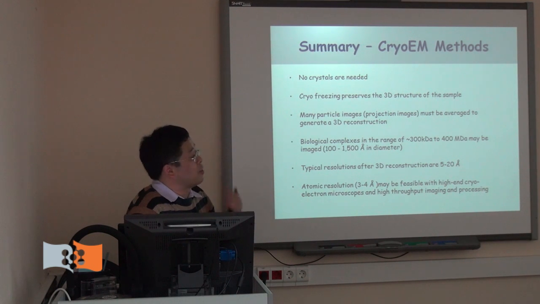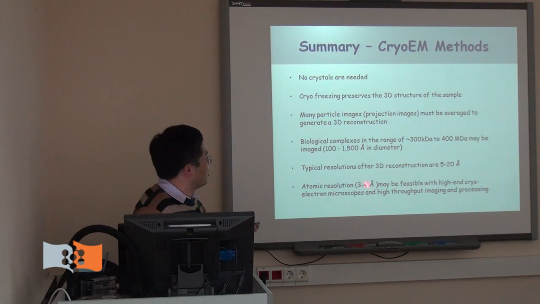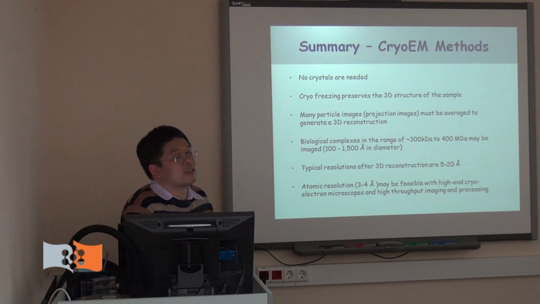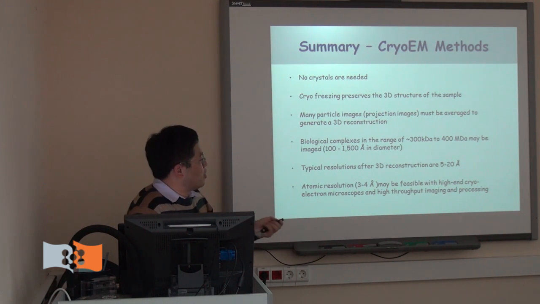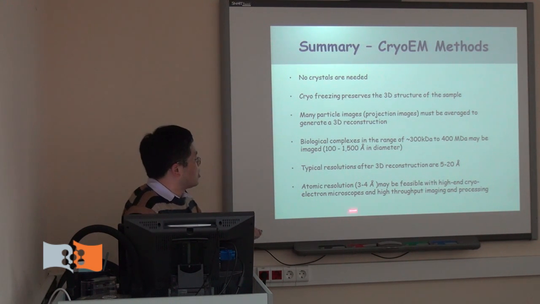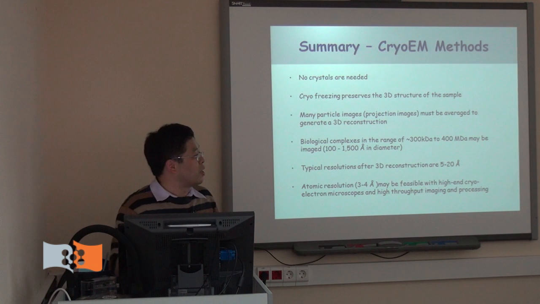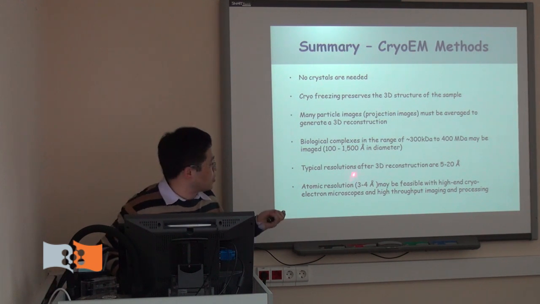The problem is that you need to get a homogeneous sample. The typical resolution is 5 to 20 angstrom in the cryo-EM field. But for some special samples, for example, icosahedral virus, we can achieve near atomic resolution, maybe 3.5 angstrom or something like that. So this is feasible. Actually, it's already feasible, but we are trying to get more and more samples into this area.